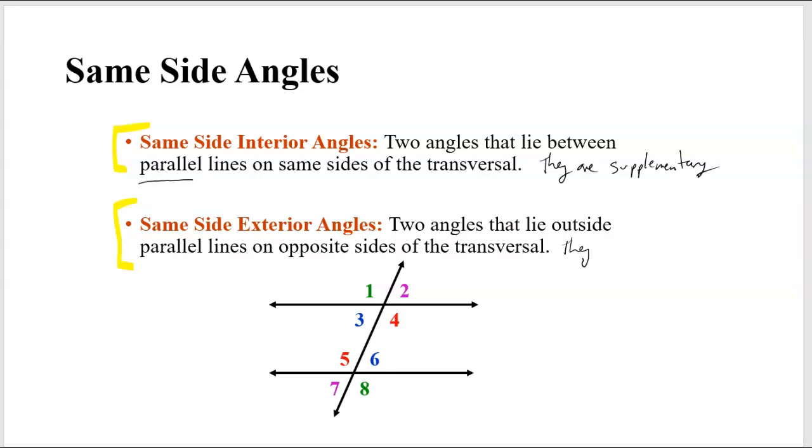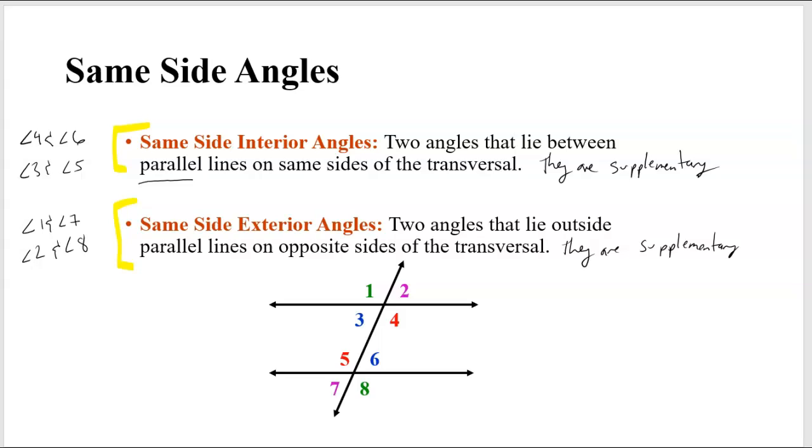And same thing on this one, they are supplementary. Okay, so if they're on the same side interior, 4 and 6 would go together. So this would be considered the same side. 3 and 5 are considered same side interior. On the outside, 1 and 7 go together, and 2 and angle 8 go together. So those are considered same side.